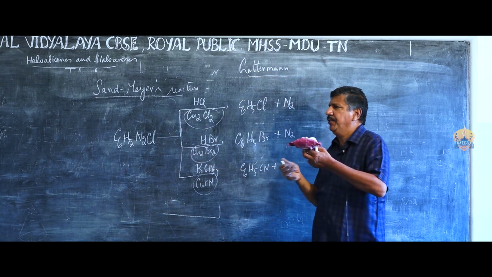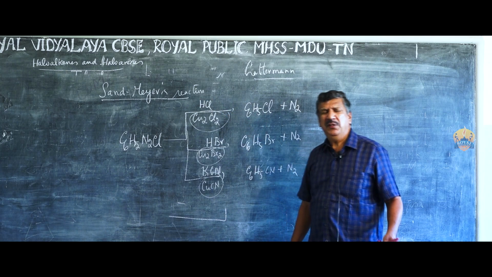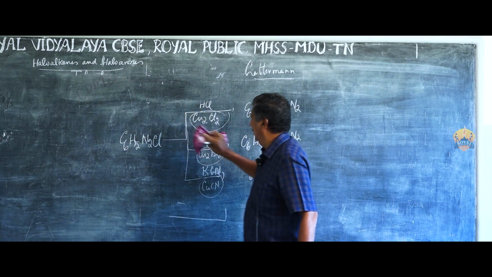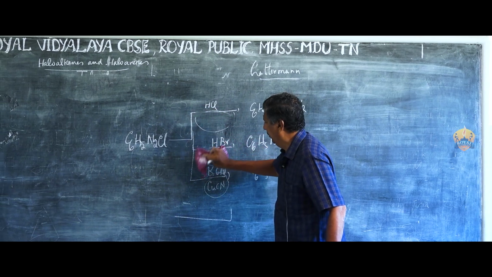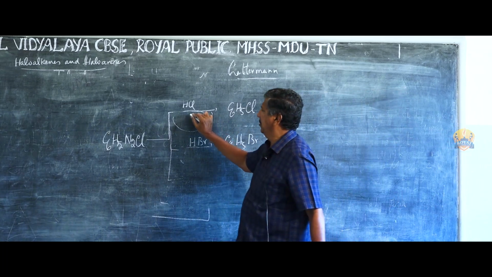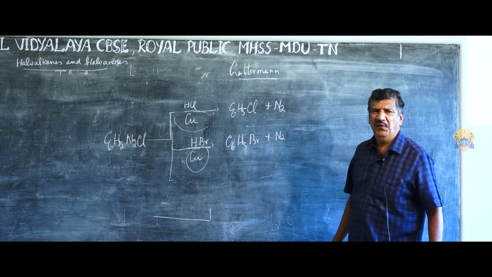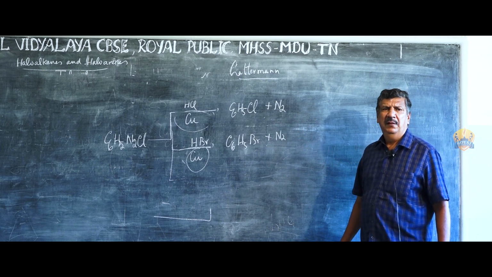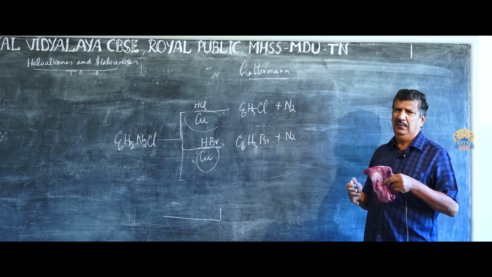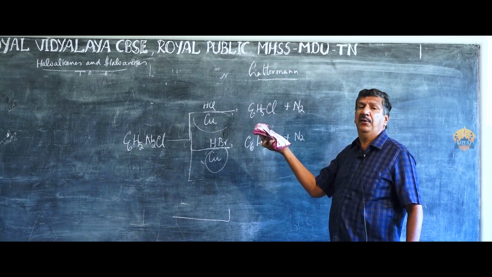if they ask Gattermann reaction, this is a variant of Sandmeyer reaction. Suppose if they ask Gattermann reaction, what you have to do, you change the catalyst alone for these two and remove this reaction. That's all. Change the catalyst. What catalyst? For Gattermann means only copper. If you use only copper, it means Gattermann. If we use cuprous chloride, cuprous bromide, etc., it is a Sandmeyer reaction. Okay. Next one. But this reaction you are going to learn again in nitrogen compounds.